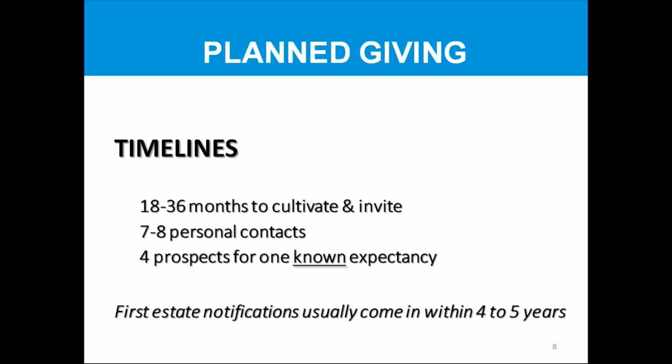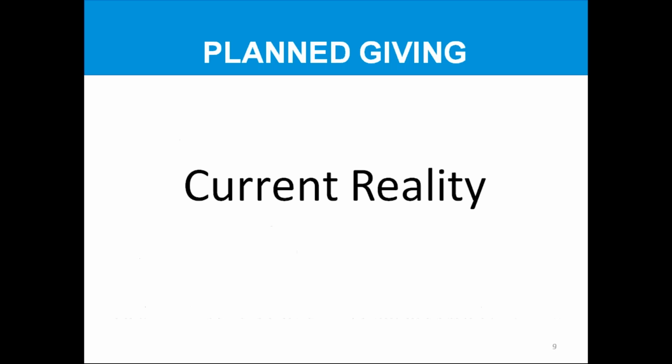I don't want them to think that, oh, they've started a plan giving program, it's 6 months in, how come the money hasn't come in? So we want to tell them how long it takes to cultivate and invite someone. And now these are approximate timelines. I have a donor. I talked to her for an hour and a half this morning. I've been talking to her for 6 years. She finally got her will done. And she's a multimillionaire, but it took 6 years because she had so many fears and concerns about her family. So to let the board know that it's not an overnight success.